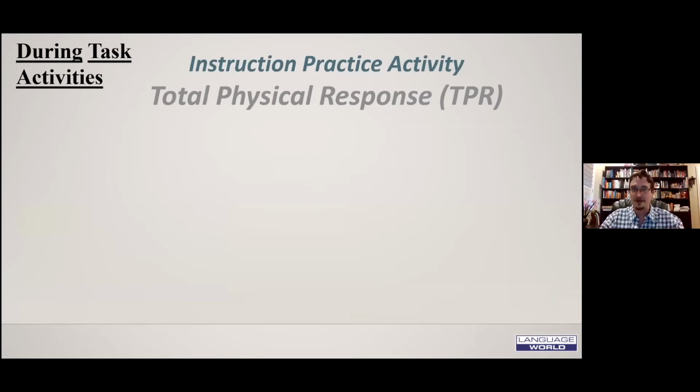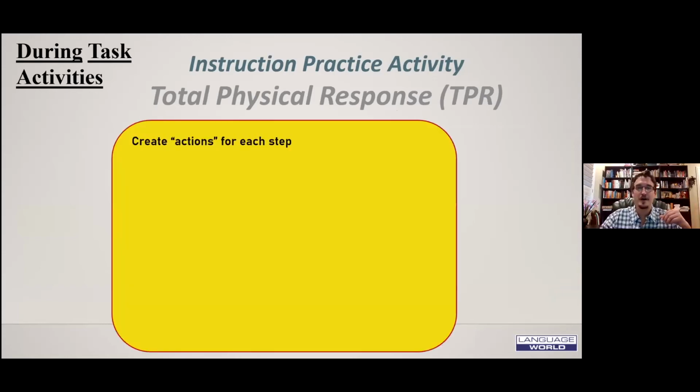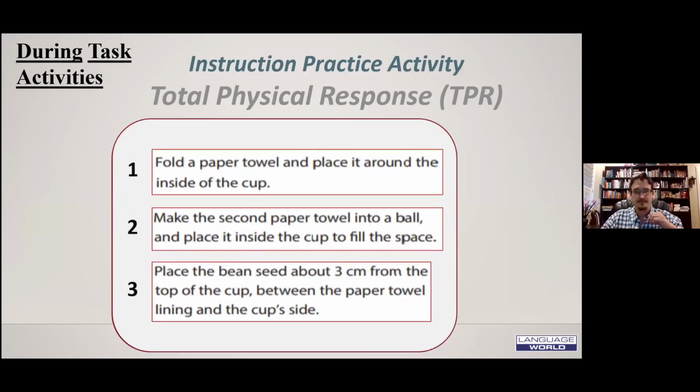Another activity, I'm sure if you've seen one of my webinars before, you've heard me talk about TPR, total physical response. But a great activity for this is to create actions. So imagine we have our science experiment and we have our directions. Here are 3 directions from a science experiment about growing a seed. You're going to grow a plant. This is one of the science experiments we looked at back in July.